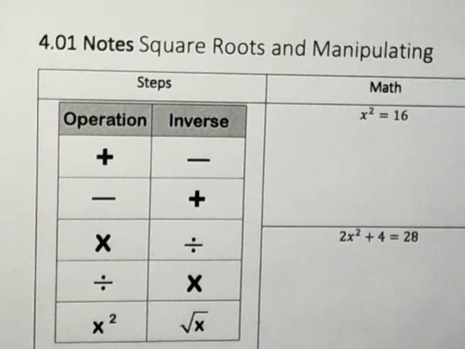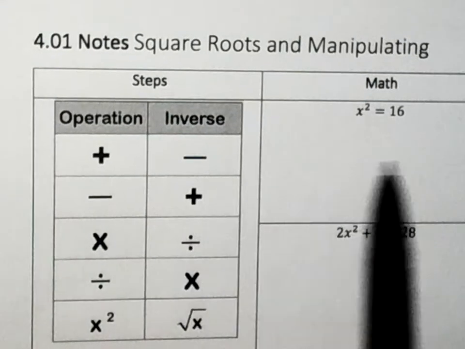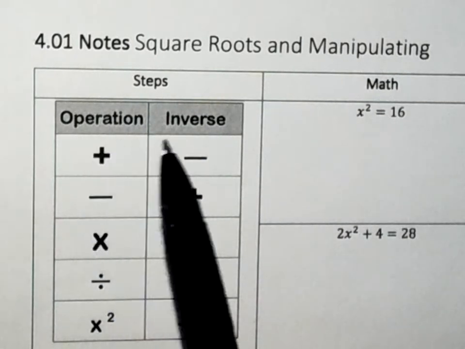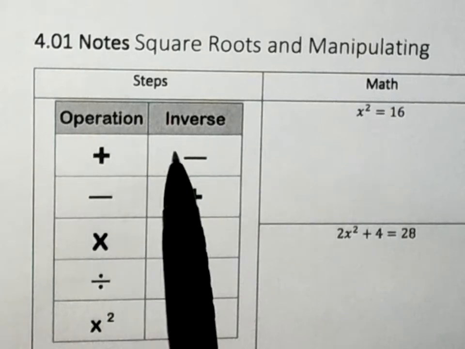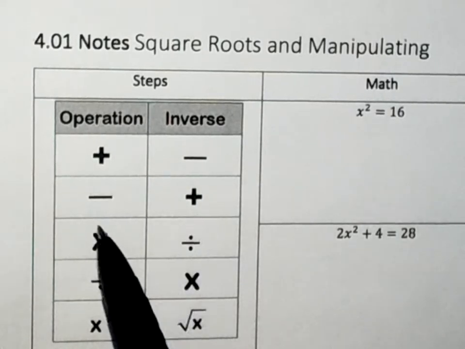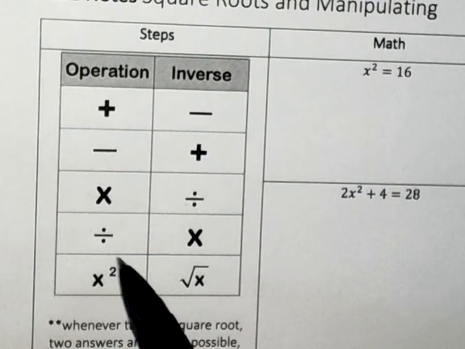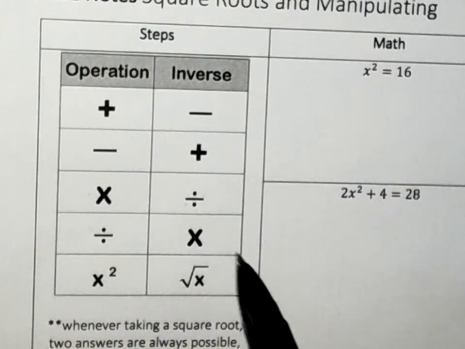In our first lesson of Unit 4, we are going to revisit square roots and how to find the square root of something. Remember that when it comes to solving equations, we always have an equal sign. We use inverse operations. The opposite of positive is negative, and negative is positive. The opposite of multiplication is division, and division is multiplication. And the opposite of squaring is square rooting.